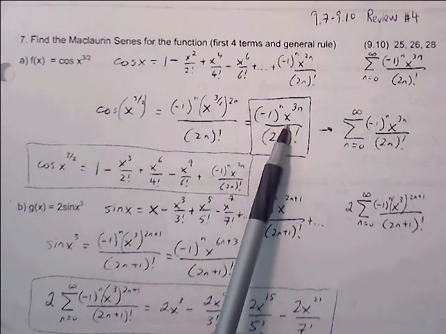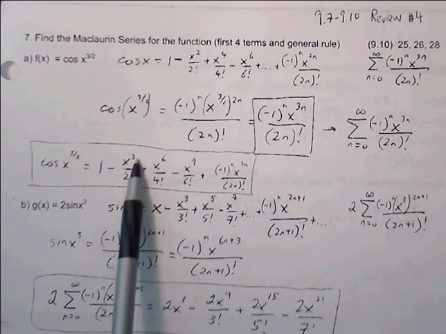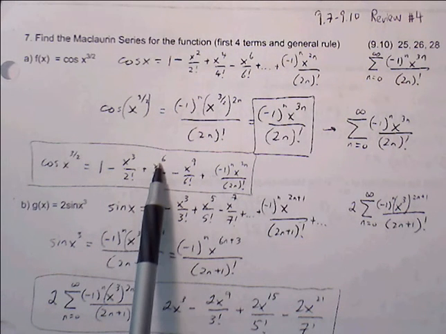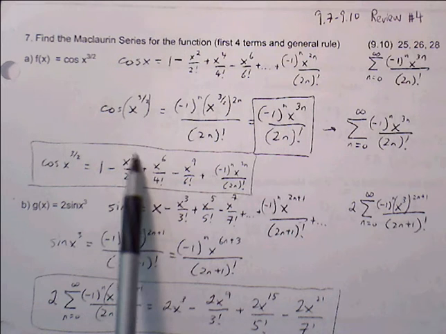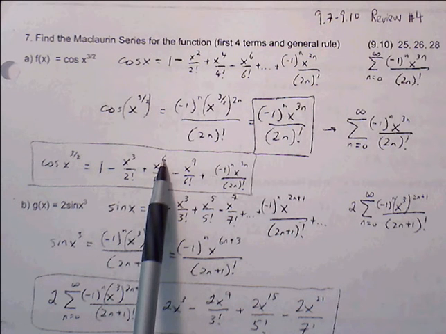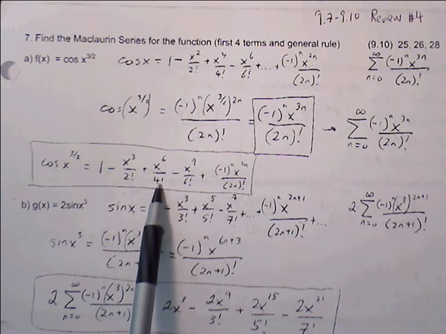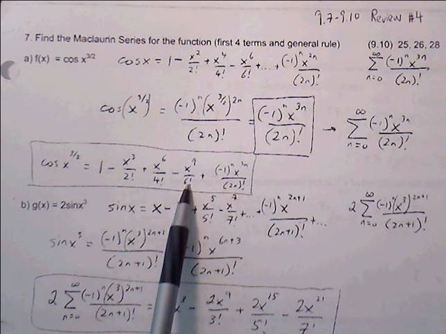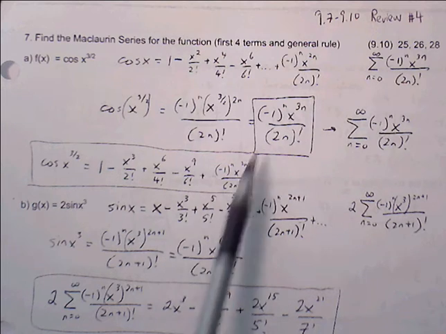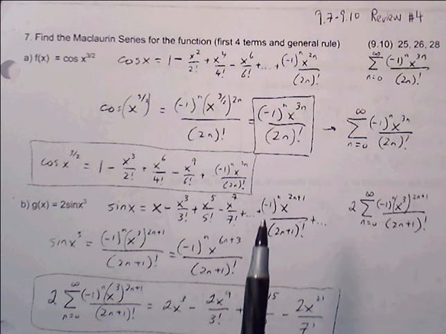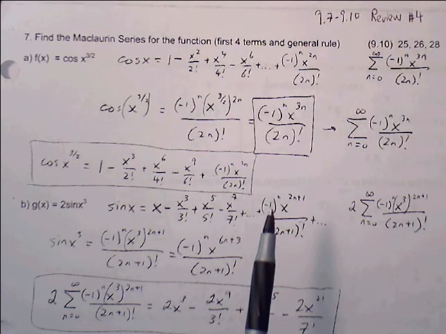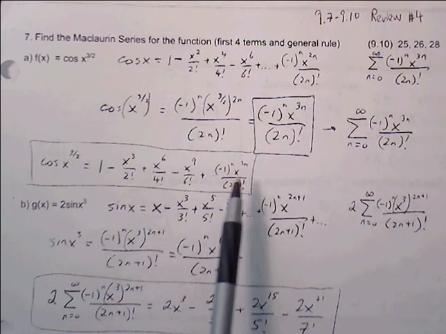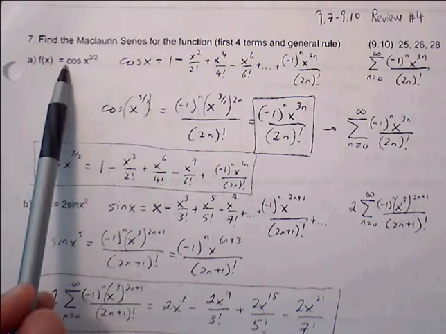Either way, we're going to get x to the 3 over 2 factorial as the second term. Then x to the 6th, when we plug in 2, we'll get 2 times 3, which is 6, over 2 times 2, which is 4 factorial. And then if we plug in 3, 3 times 3 is 9, 3 times 2 is 6, 6 factorial. Okay, so there we have the Maclaurin series and the general rule for this new series.